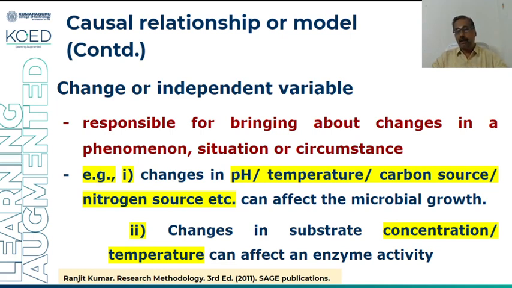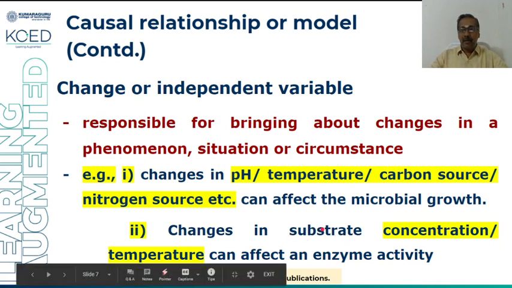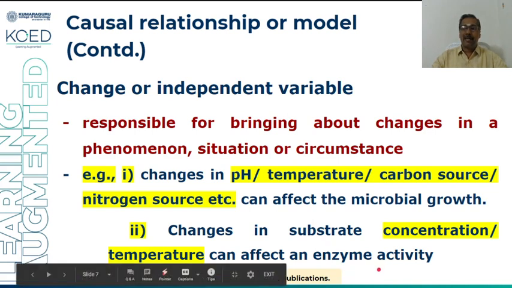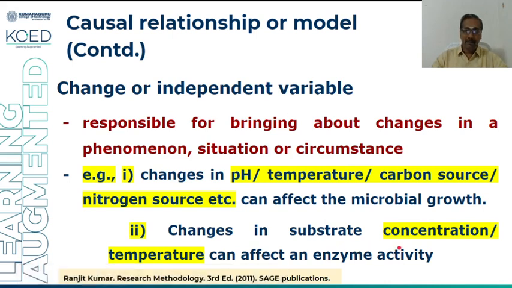pH, say 1 to 14, right? Or to be very clear, 0 to 14. Temperature, you decide 30 to 40 degrees, 30 to 50 degrees. Substrate concentration, either in micromolar, microgram, or in millimolar, milligram, you select. So variables like pH, temperature, substrate concentration or enzyme concentration may be responsible for bringing some changes in the enzyme activity. So here substrate concentration is an independent variable, right?